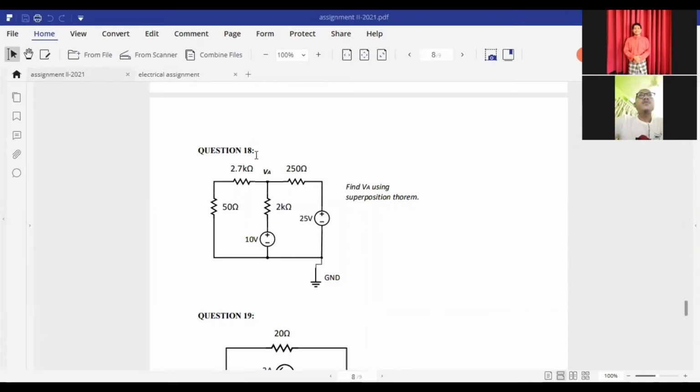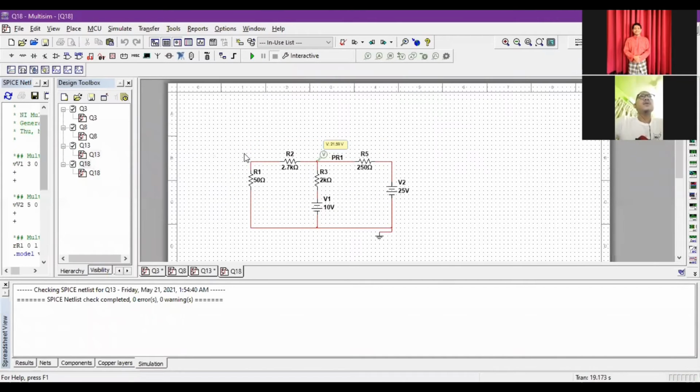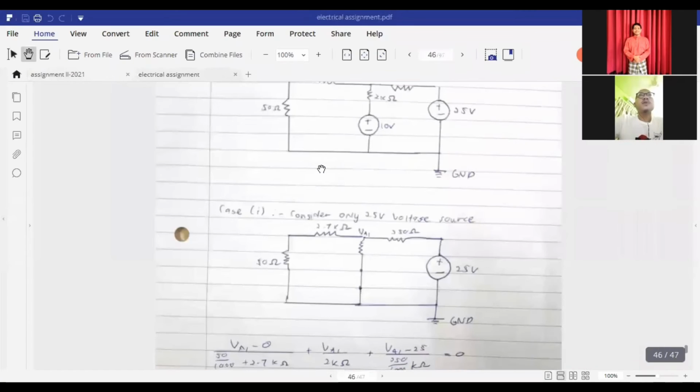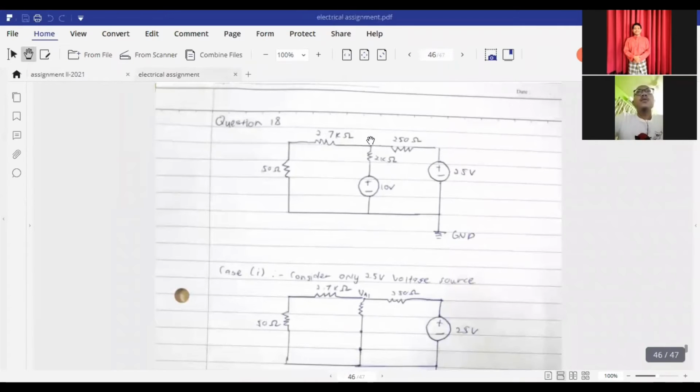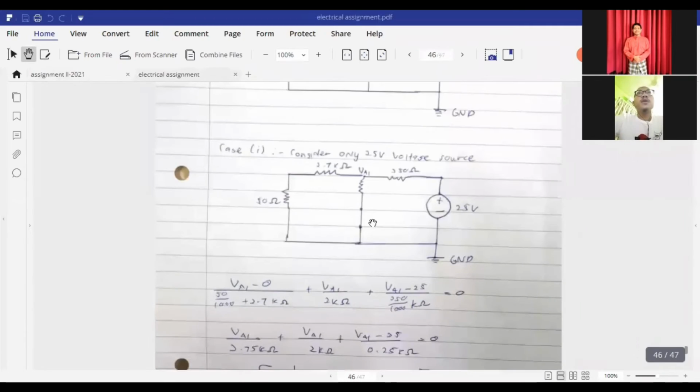For question 18, find VA using superposition theorem. Okay, first we look at the circuit first. This is what I get from the result of question 18. The calculation for question 18, we use to find VA here.